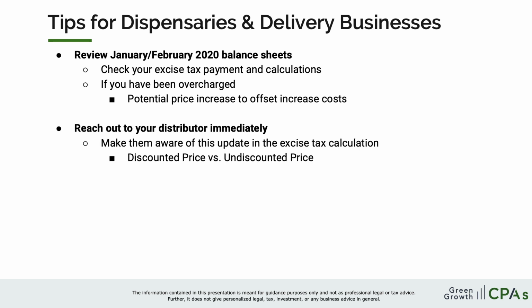But for all retailers, be sure to reach out to your distributor immediately to make them aware of this update in the excise tax calculation of being able to use that discounted price so that you don't lose any business from having to charge higher prices to offset a miscalculated excise tax payment. A simple, quick text message or email over to your distributor could be very helpful for both of your businesses.